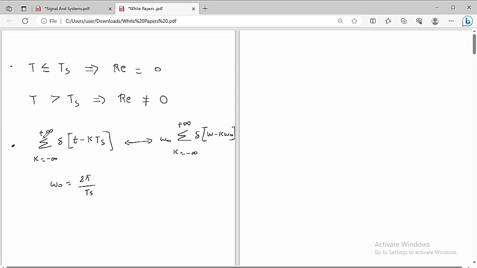If you apply the Fourier transform to this, it is nothing but a periodic signal. I've already told you how to figure out the Fourier transform for a periodic signal.